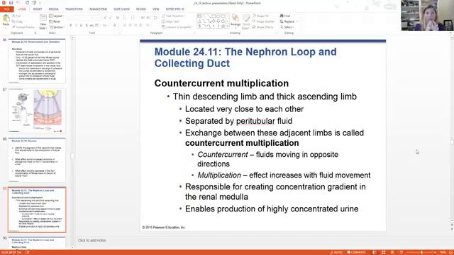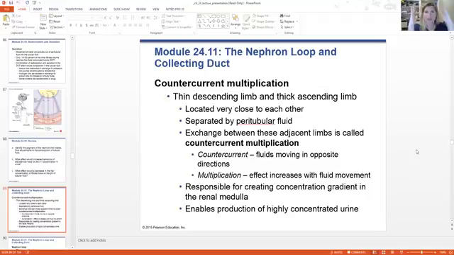So remember that thin limb is mostly responsible for reabsorbing water. That thick limb is reabsorbing solutes. So let's think about how that works. As our fluid is moving through our thin limb and all of this water is being sucked out of it, the tubular fluid is being super concentrated, right? Because all of the water is being reabsorbed. By the time this tubular fluid gets to the ascending limb, we have a super concentrated tubular fluid amidst a peritubular fluid that has been diluted.